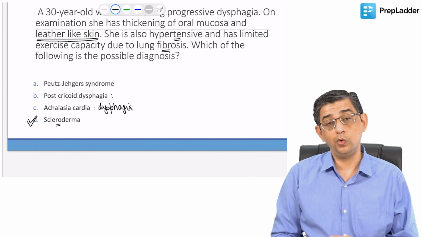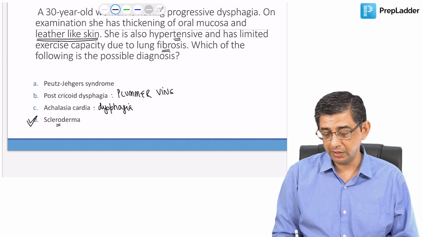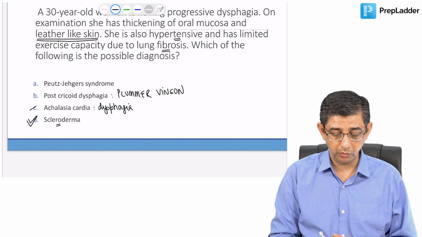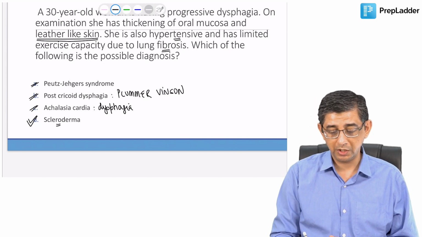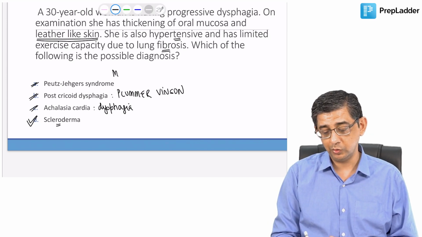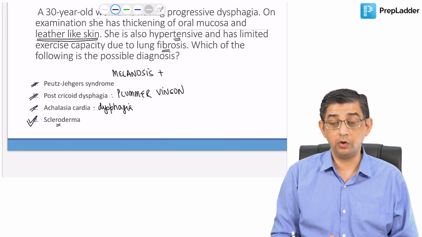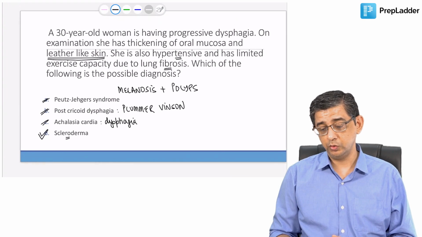Post-cricoid dysphagia is the alternative terminology for what we call Plummer-Vinson syndrome, where we have iron deficiency anemia and koilonychia, and there's no mention of any iron deficiency anemia and koilonychia in this question, so I'm ruling out option number B also. Peutz-Jeghers syndrome is anyway ruled out because that would have melanosis, mainly around the lips. There are also polyps, called hamartomatous polyps, none given in this question. So even by exclusion, you can solve this question.